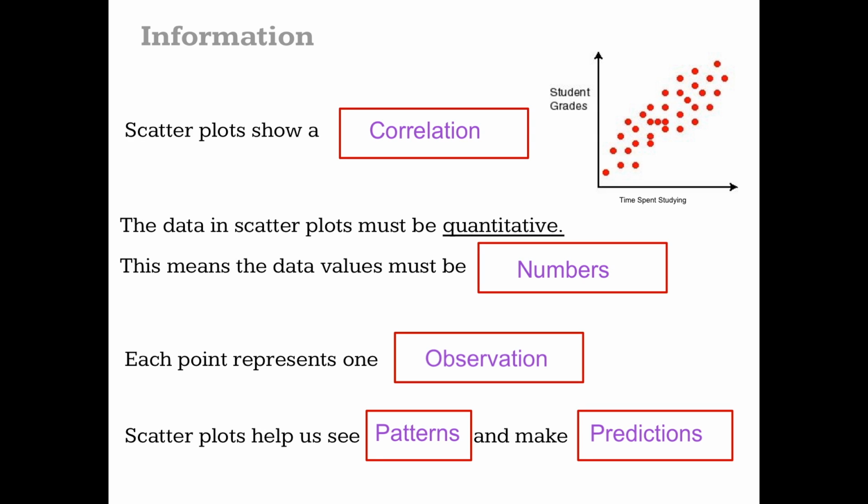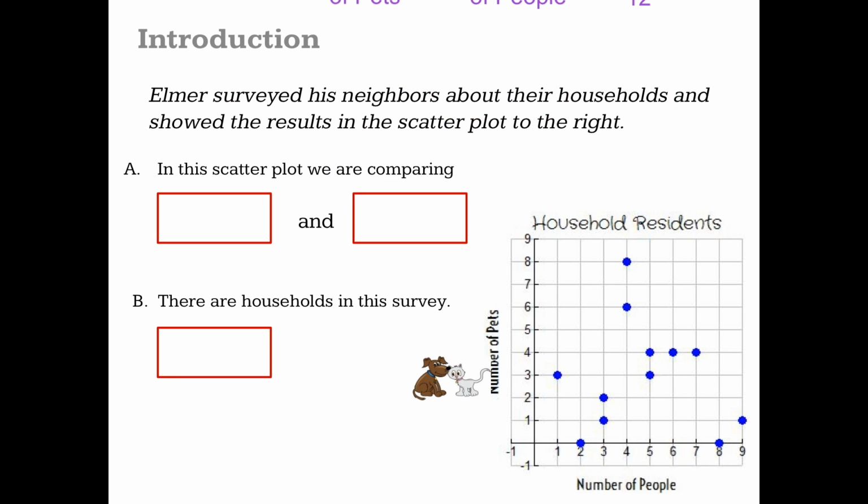Now let's take a look at a basic scatter plot. Elmer's scatter plot. It says Elmer surveyed his neighbors about their households and showed the results in the scatter plot to the right. I want to answer some basic information about the scatter plot before answering more in-depth questions. It says, in this scatter plot, we are comparing what? We have two things that we're comparing, and they are listed on the axes of the scatter plot. In this case, we're comparing the number of pets and the number of people.